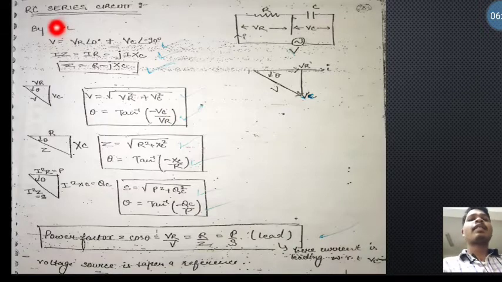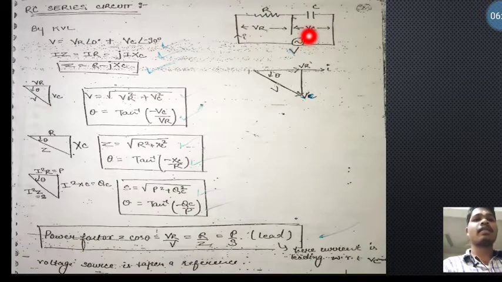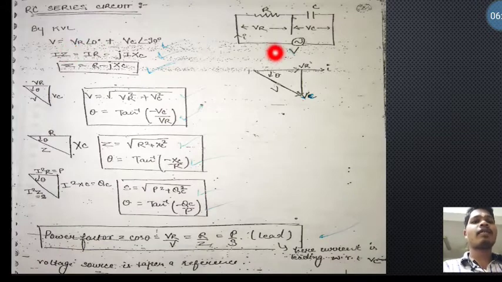Now see the AC circuit with resistance and capacitance elements. This is the voltage source, the resistance and the capacitance. The voltage across the resistance is VR and the voltage across the capacitance is VC. By applying Kirchhoff's voltage law, the total voltage V is equal to the voltage across the resistance plus the voltage across the capacitance. The voltage across the resistance has angle 0 because voltage and current are in phase with each other. But in the case of the capacitance, the voltage lags the current by 90 degree. That's why we are taking minus 90 degree here.